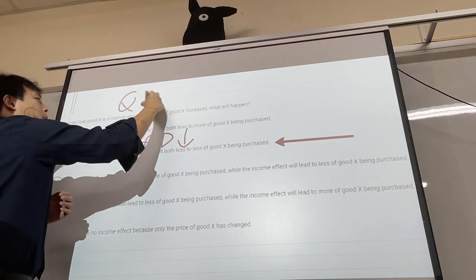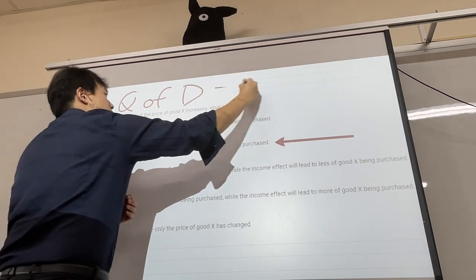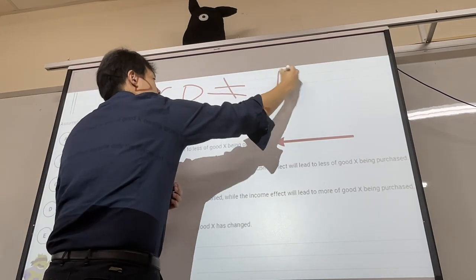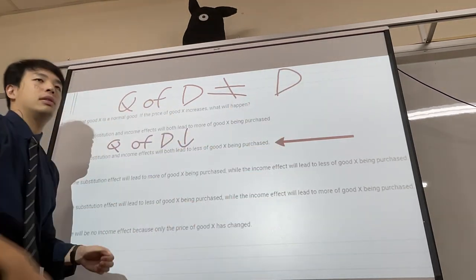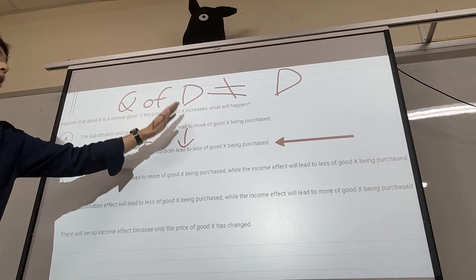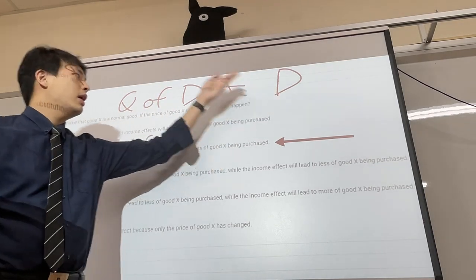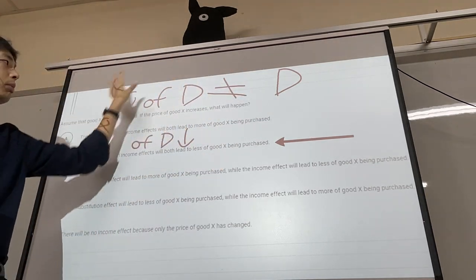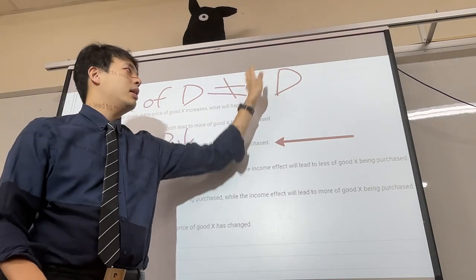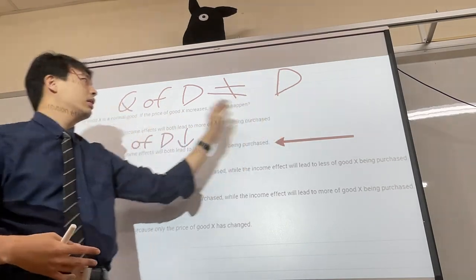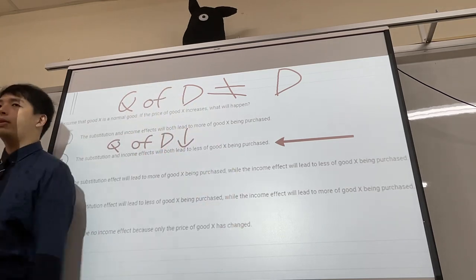Again, quantity of demand is not equal to demand. Totally different. 需求量, quantity of demand, and then demand is desire, and this is the amount, how many I want to buy. This one is just a desire, 一个需求, right? Desire, and then quantity. Totally different, please.